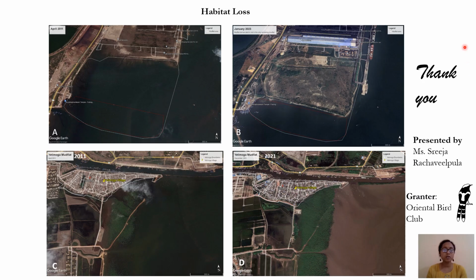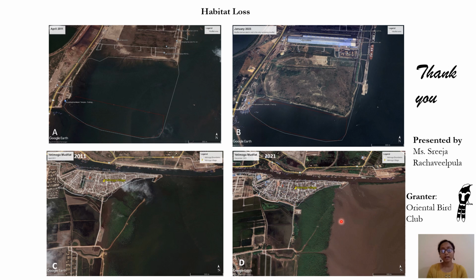Then looking at the loss of the habitat in figures A and B, you can see in the Kumbhabhishekam mudflat from 2011 to 2023, 148 acres of the mudflat habitat has been lost due to the construction of a sandbar and expansion of port. Whereas in Etimoga, we see that from 2011 to 2021, there is an increase in the mangrove cover, because of which the mudflat extent is lost. And most of the respondents said that this increase in mangrove cover is mainly due to the increased cyclones that are occurring.